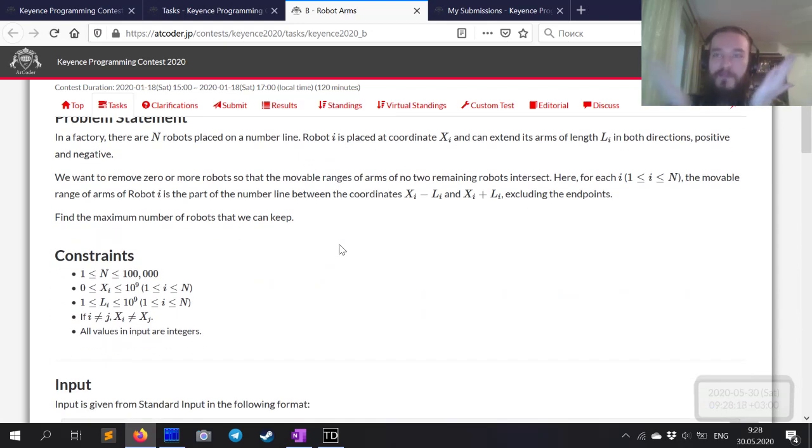Again, if you want to solve it for yourself, go ahead and pause the video and get back to me when you're done with trying to solve it. All right, so we have n robots in different coordinates. They can extend their arms.